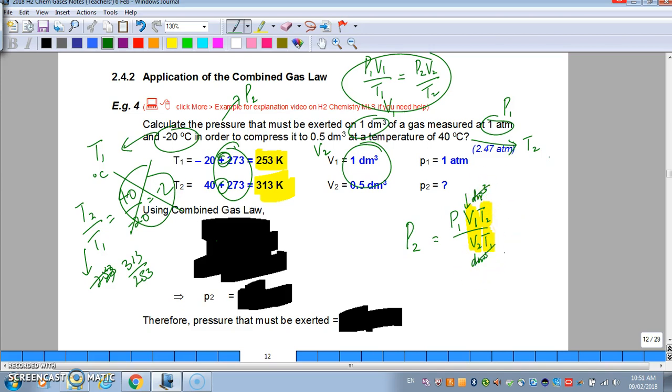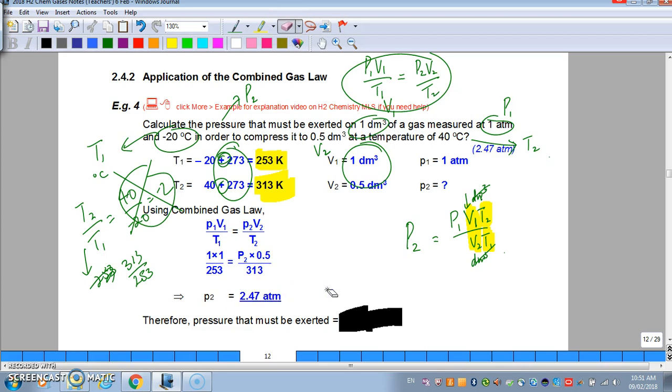So this one is quite simple. Once you convert the temperature to the right unit, Kelvin, make sure you plug in correctly to the P1 V1 over T1 equation. Then you will be able to get P2 as 2.47 atm. So just be careful of the units in temperature. Must convert to Kelvin. So that's it for the combined gas law.